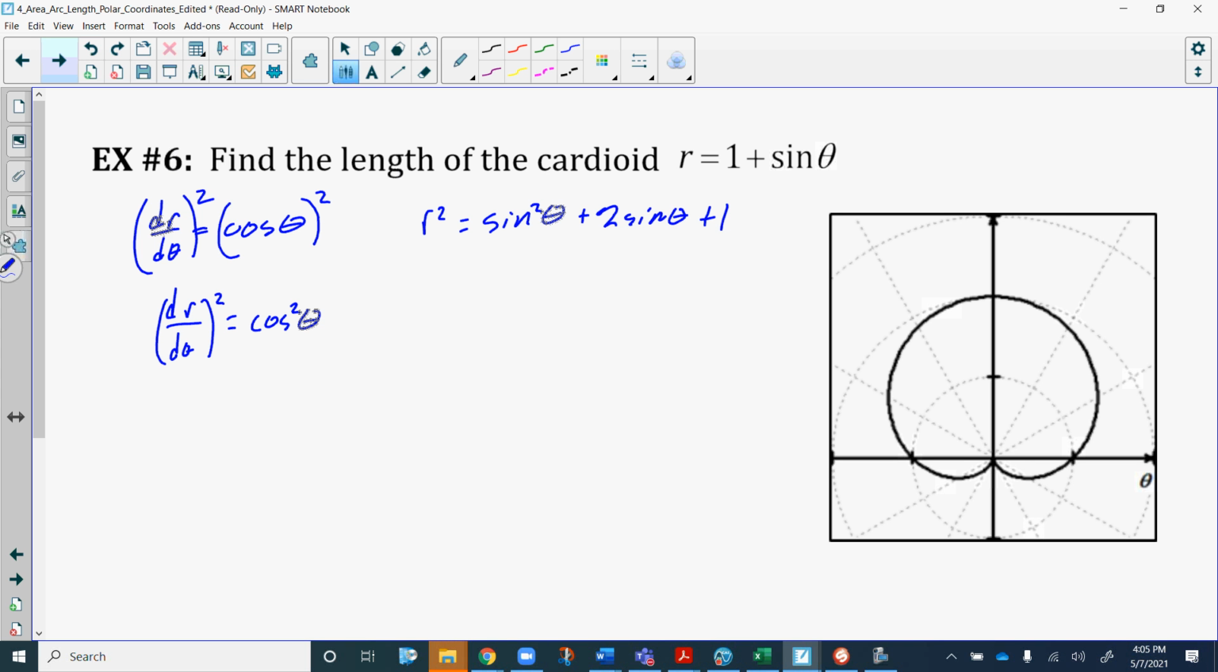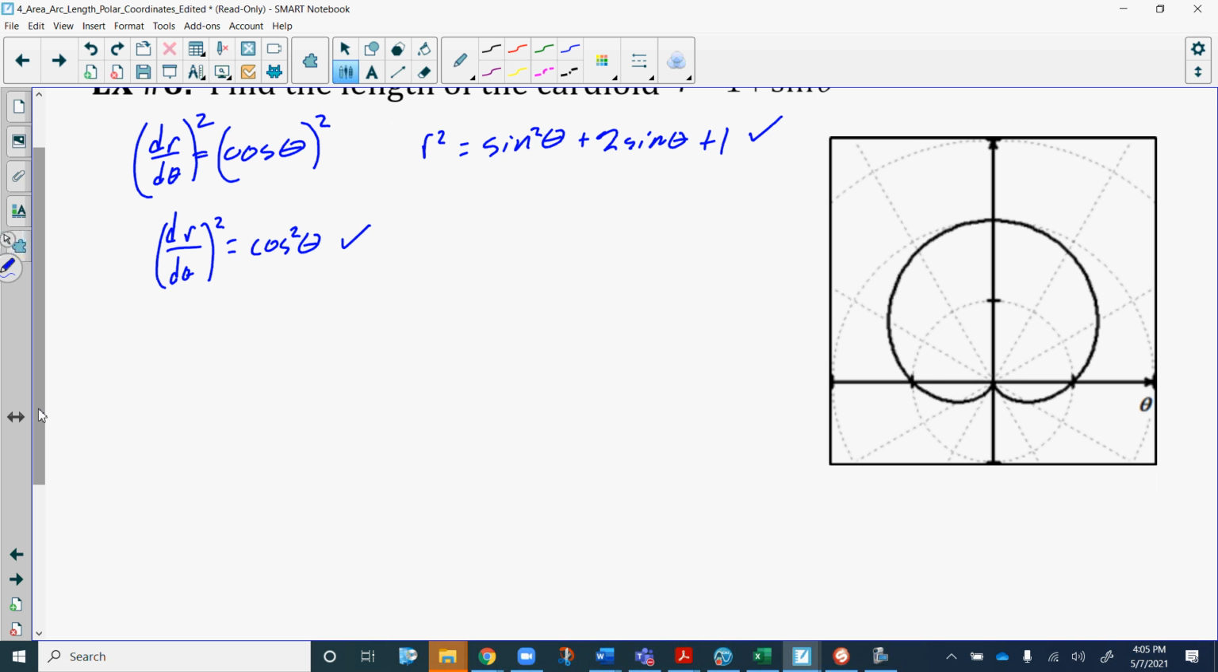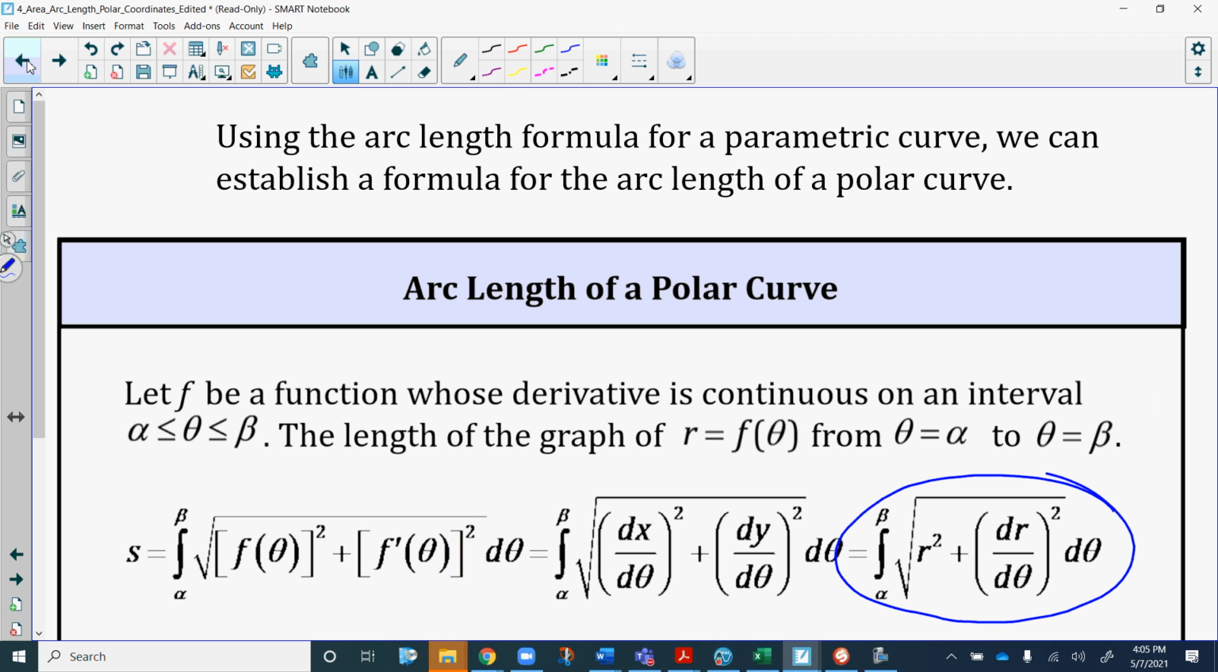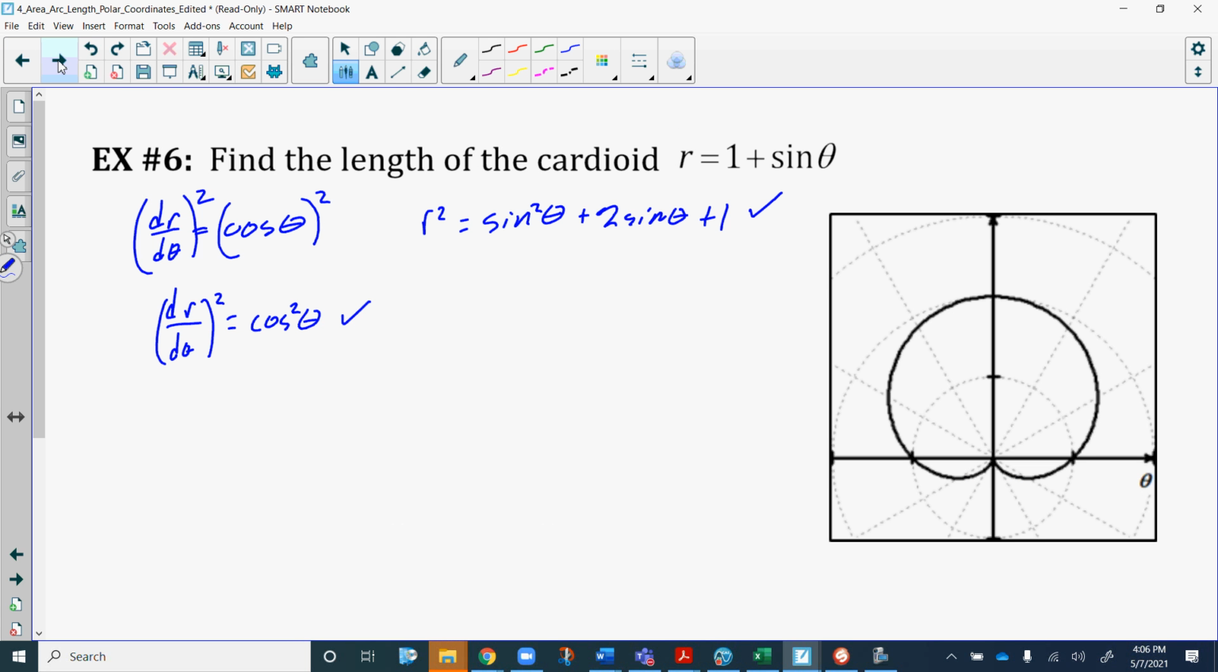Now here it doesn't give us the interval, but the only way we can find the length of the whole thing is if we go from 0 to 2 pi. So that's going to be our interval. I'm going to substitute these into the formula: the definite integral from alpha to beta of the square root of r squared plus the derivative of r squared.